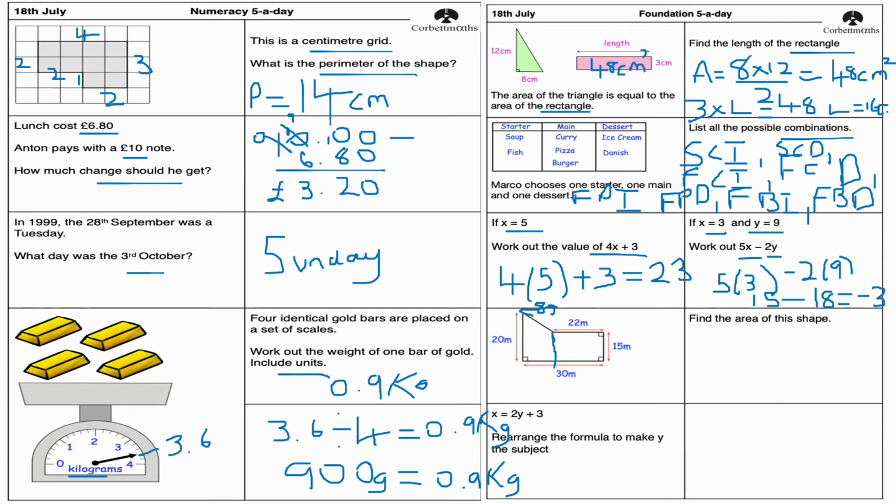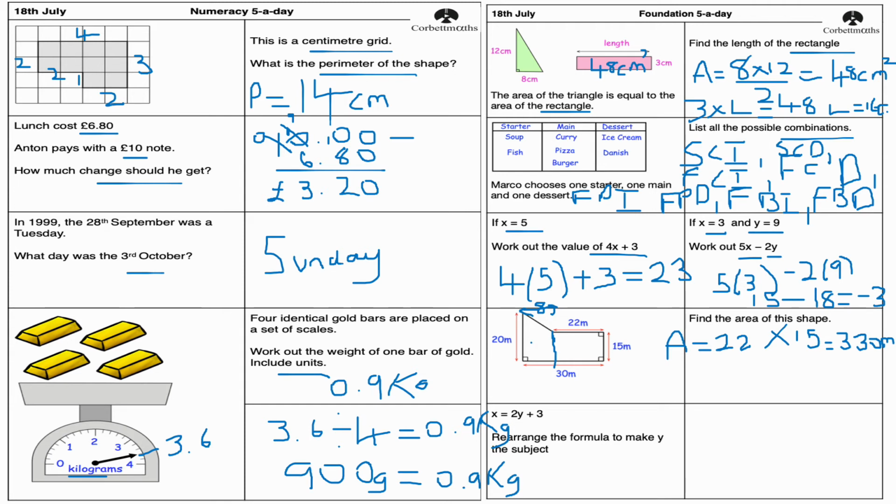So the area of the rectangle, let's just do it bit by bit, is 22 times 15, which gives me the answer of 330 meters squared. And how I knew that is because I multiplied 22 by 30 instead, which gave me 660, and then I just halved the answer.